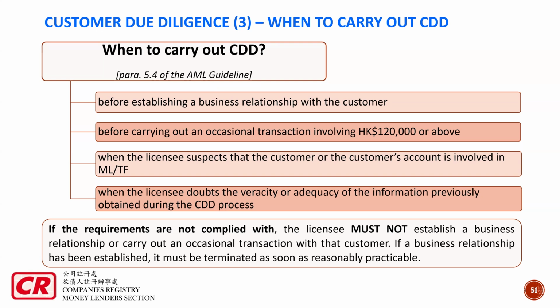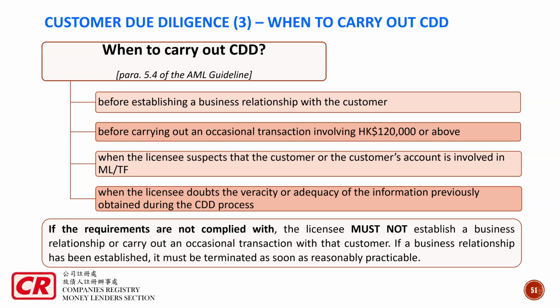Business relationship means a business, professional, or commercial relationship between a licensee and a person that has an element of duration. For occasional transactions, it means the transactions between a licensee and a customer who does not have a business relationship with the licensee. The licensee should also carry out CDD if the licensee suspects that the customer or the customer's account is involved in money laundering or terrorist financing, regardless of the level of the transactions. And when the licensee is in doubt as to the veracity or adequacy of the information previously obtained in the CDD process, they should also carry out the CDD measures again.